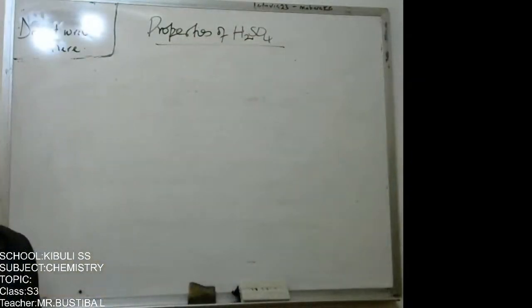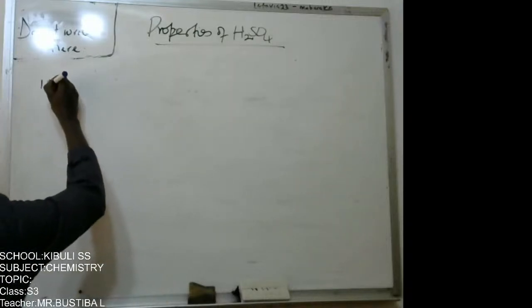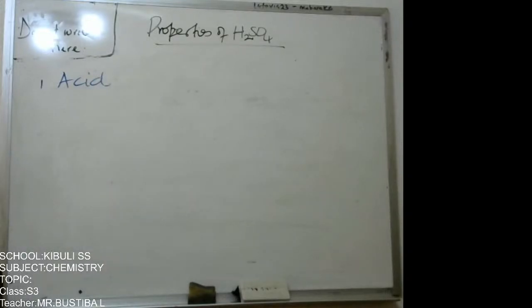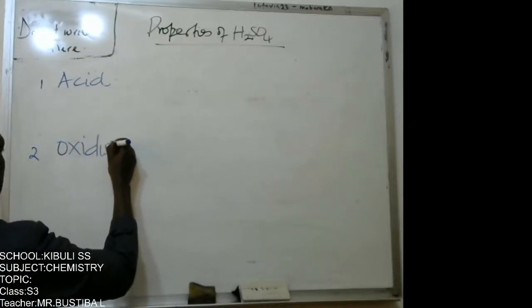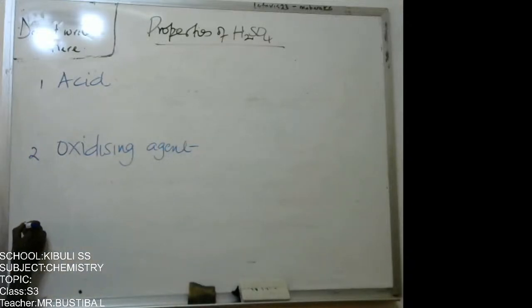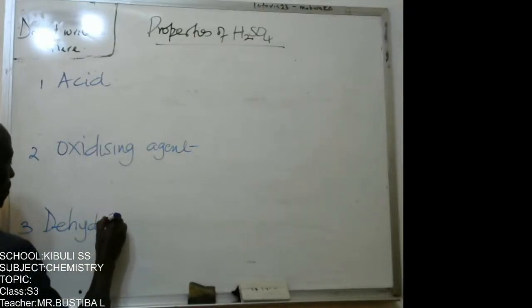I want to say for today, there are three properties of sulfuric acid. Number one, sulfuric acid as an acid. What makes it an acid? Number two, we have sulfuric acid as an oxidizing agent. Number three, we have sulfuric acid as a dehydrating agent.